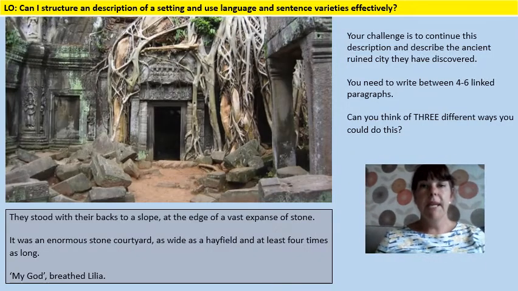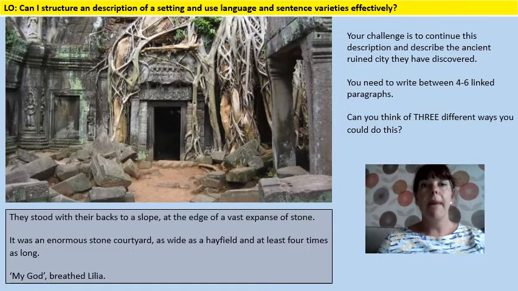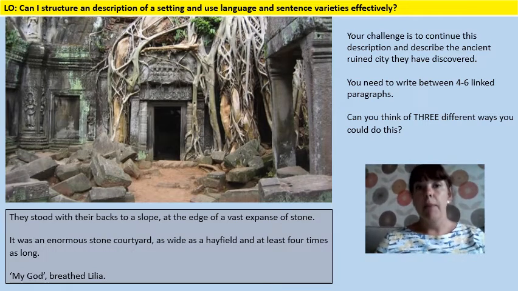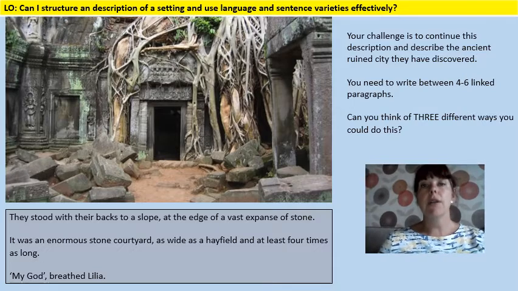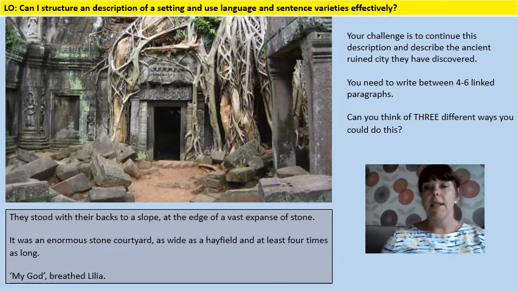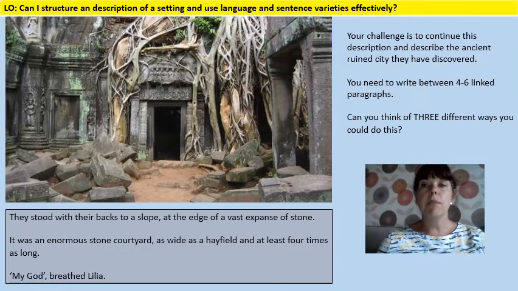So moving on to the main task then, the children in the novel go on an amazing adventure along the Amazon River in the hope that they might reach the nearest city. So they build a raft and they set sail down the Amazon. Eventually they come to a particular place in the jungle and they discover the ruins of a city. So your task is going to be to continue the description that I will read in a second of the ancient ruined city that they have discovered, and to write somewhere between 4 and 6 linked paragraphs.